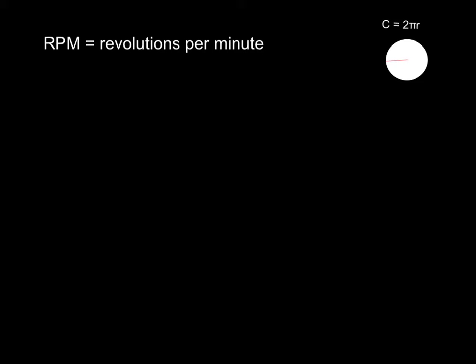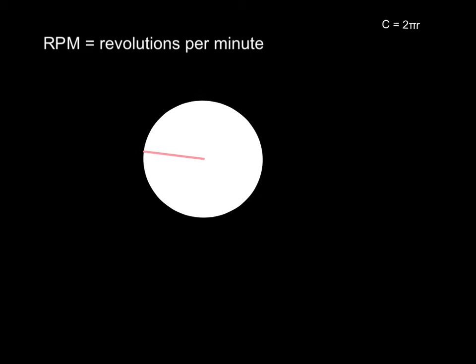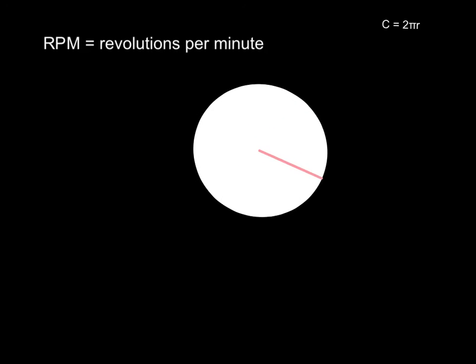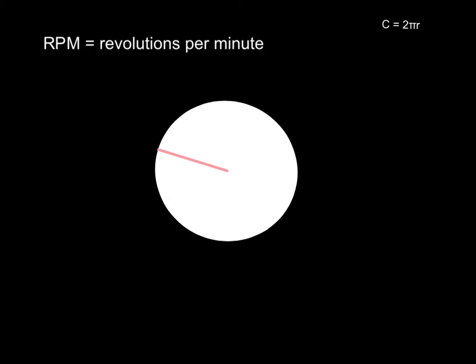RPMs means revolutions per minute. Okay, so what that means is we're talking about a circular motion. So we're going around in a circle. And we're going to go around that circle how many times in 1 minute? So we're going around the circle how many times per minute? So if we were given, like in my day, we used to have record players, and we would have 33 and a third RPMs, which means it would go 33 and a third times around in 1 minute.